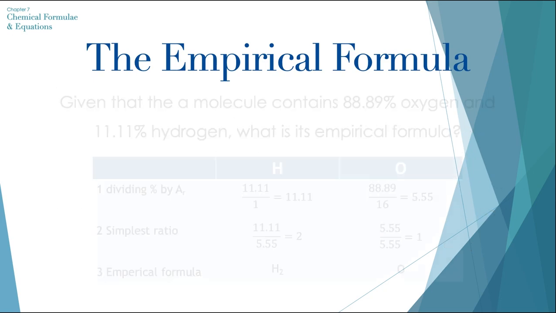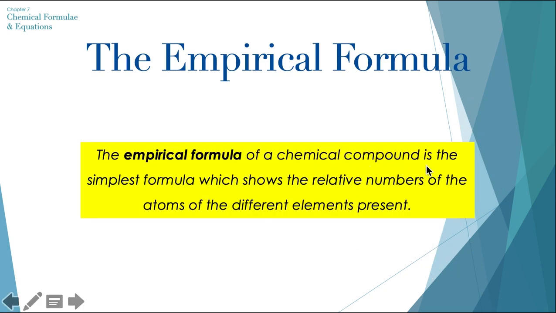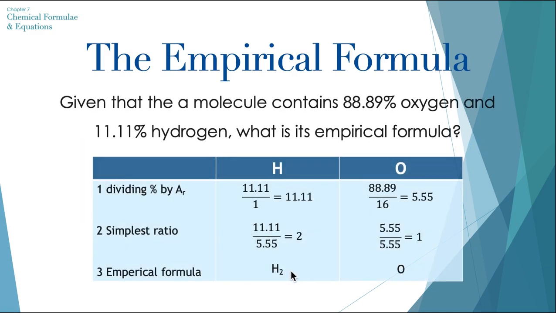As we read in the beginning, the empirical formula of a chemical compound is the simplest formula which shows the relative numbers of the atoms of the different elements present. It's like a ratio, like for H2O. We find the ratio like this: we divide the percentage of the element by its atomic mass for all of the atoms. It's not the case for water only.